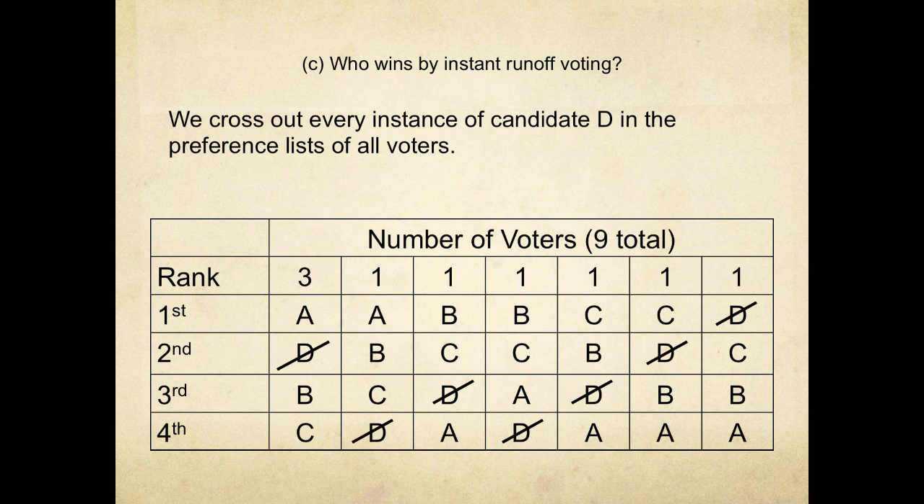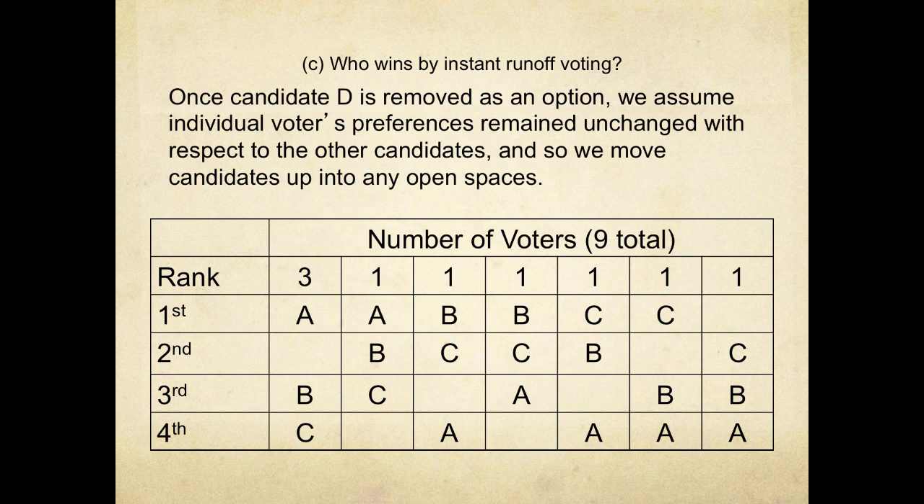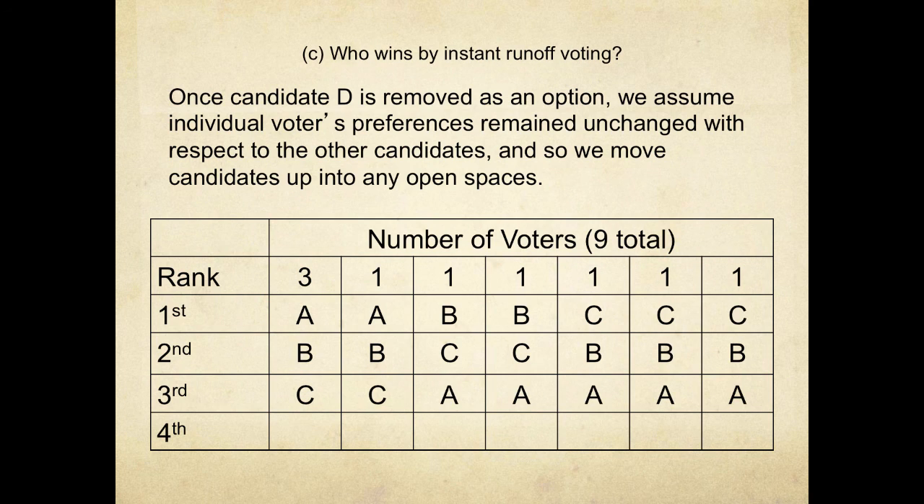So once D is crossed out and removed, I'll assume that each one of these voters is keeping the same preferences that they had before. Like, let's say these 3 people here in the first column liked A first, B third, and C fourth, and now D is gone, they'll still like B better than C. And this is the case with everybody. So all of these open spaces, the ones that are ranked lower than the open space, are just going to move up like that.